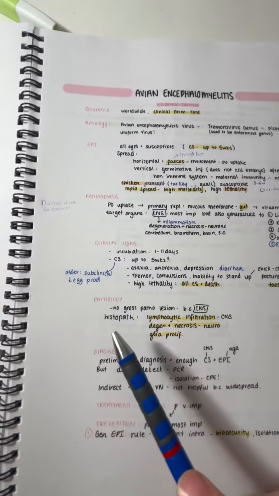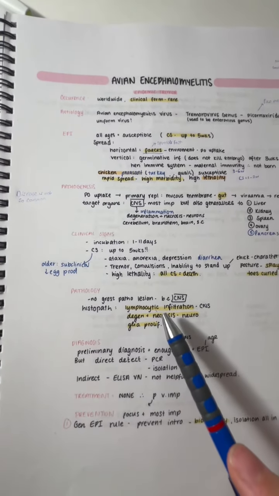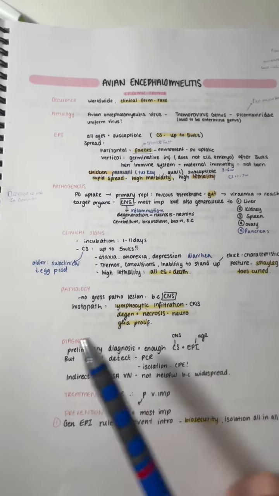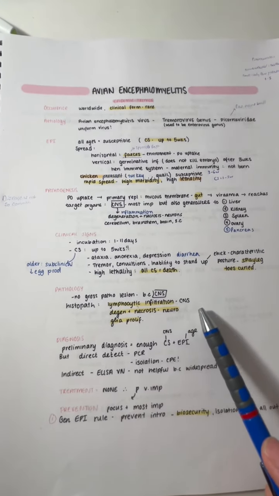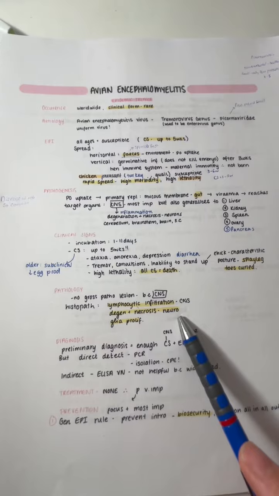For the pathology, there are no gross pathological lesions because it's mostly a central nervous system disease. For the histopathology, we can see lymphocytic infiltration of the central nervous system, degeneration and necrosis of the neurons.